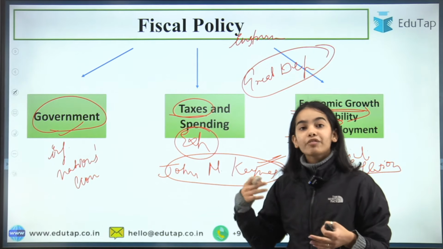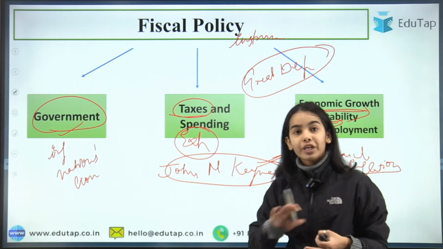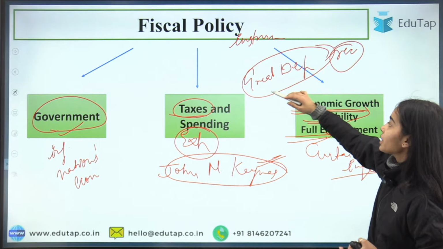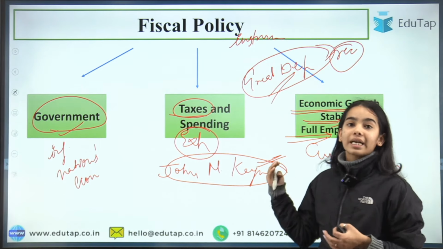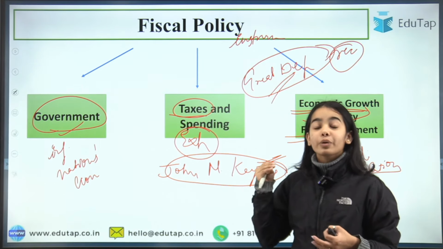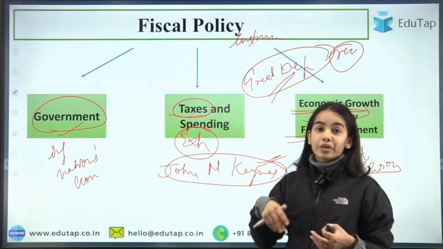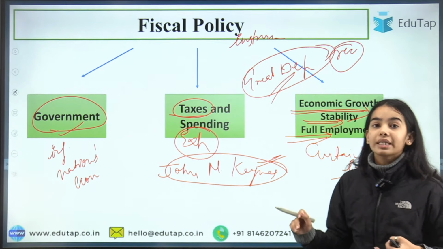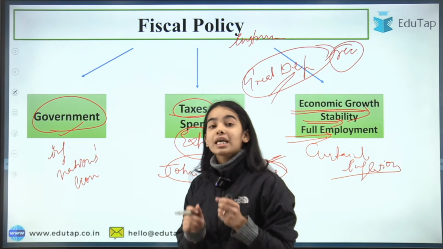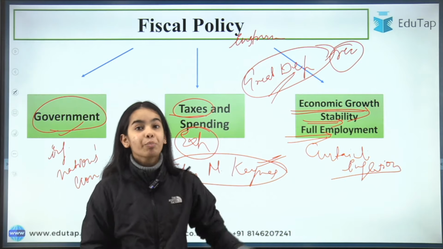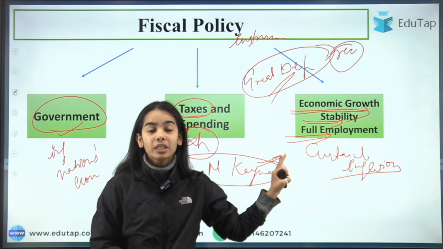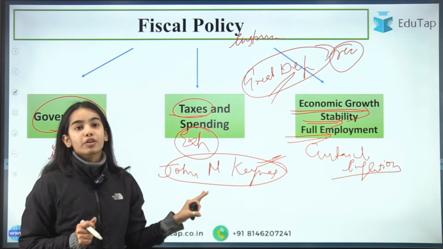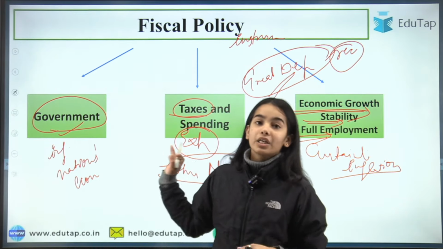They believed that the market mechanism would itself finish the recession. It didn't happen. The recession and the depression that came in 1929 and the 1930s, the market mechanism couldn't resolve them itself. So at that time, John Maynard Keynes was the one who said that government interference is also very important in the economy to maintain growth, stability and full employment. So he was the first economist who brought the importance of the fiscal policy into economics and the nation.